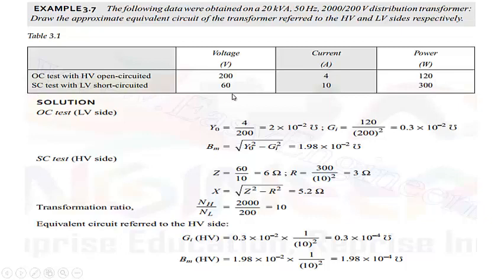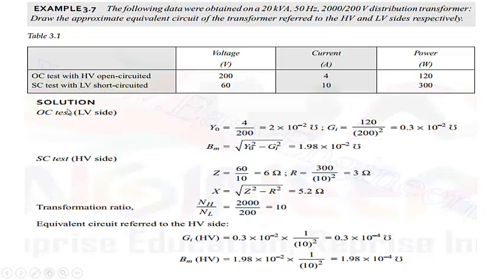On the short circuit test, the current is 10 amperes. Since this is done on the high voltage side, you can calculate 20 kVA divided by 2000 V, which is equal to 10. That means this is the rated current. If we had done it on the low voltage side, this would have been 100 amperes, which would have been very difficult to handle by the equipment that may be present in the lab. That's why it is done on the high voltage side. The power measured is 300 watts.